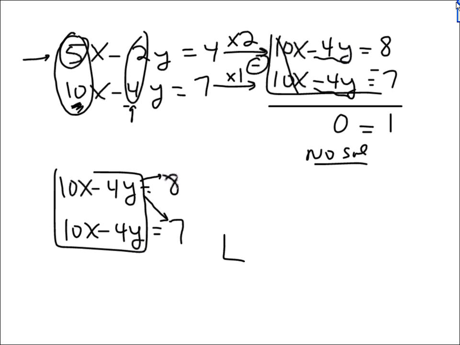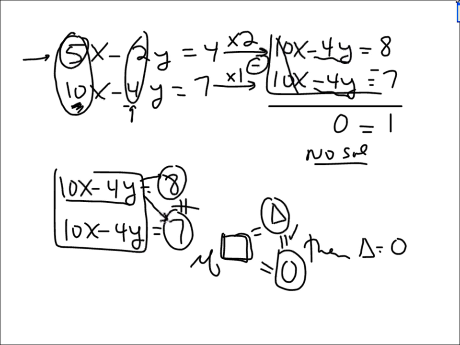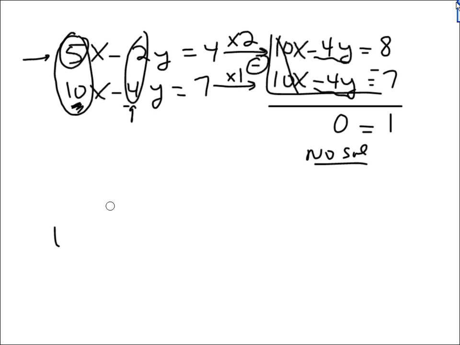I know one thing. If this is equal to, say, a triangle, and it equals a circle, if that's true, then the triangle equals a circle. That is, if this number equals that number and that number, then these two numbers must be equal. If 10x minus 4y equals 7 and it equals 8, then 7 and 8 must be equal. But that's nonsense. That's why there's no solution. And we talked about it, that is, no point of intersection. What does that mean? Lines are parallel and don't intersect.